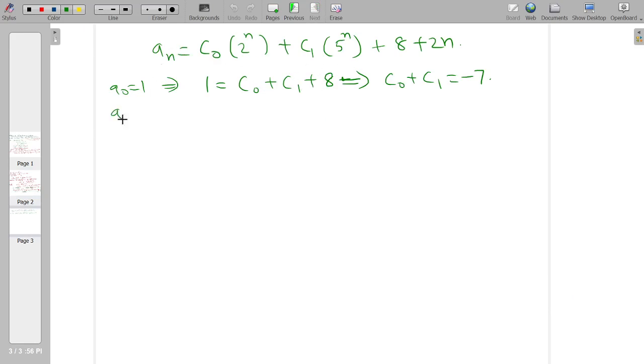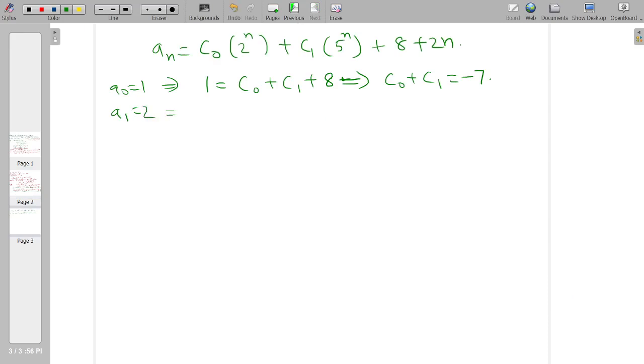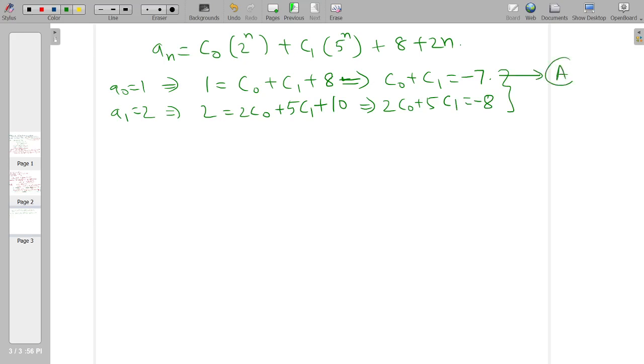Now what about A1? A1 turns out to be 2. So A1 is equal to 2 implies 2 is equal to 2C naught plus 5C1 plus 10. Okay, so this gives you 2C naught plus 5C1 is equal to minus 8. So I have two equations in two unknowns, and I have to find the values of C naught and C1.